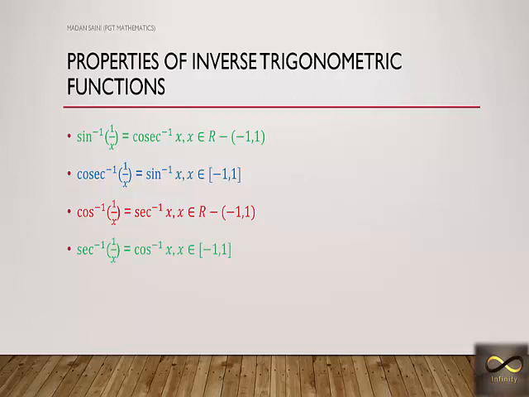And similarly we will have another three properties you can see on the screen. Sec inverse 1 by x is equal to cos inverse x for all x belongs to minus 1 to 1. Tan inverse of 1 by x is equal to cot inverse x for all x greater than 0. Cot inverse 1 by x is equal to tan inverse x for all x greater than 0. I will prove one of these and you can prove other because they all have similar proof.